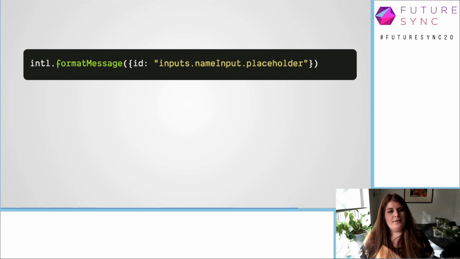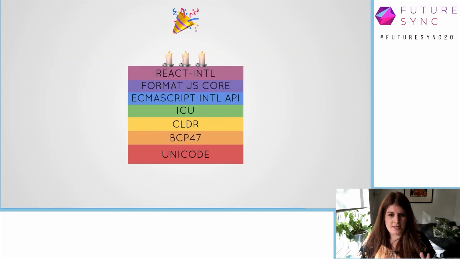Now, that is the end of our layer cake, which is the building blocks of internationalization on the web. We have Unicode, we have the BCP47 tags, we have CLDR, which is the Common Locale Data Repository, which is super cool. We have the ICU, the Internationalization API in JavaScript, and then the FormatJS libraries.